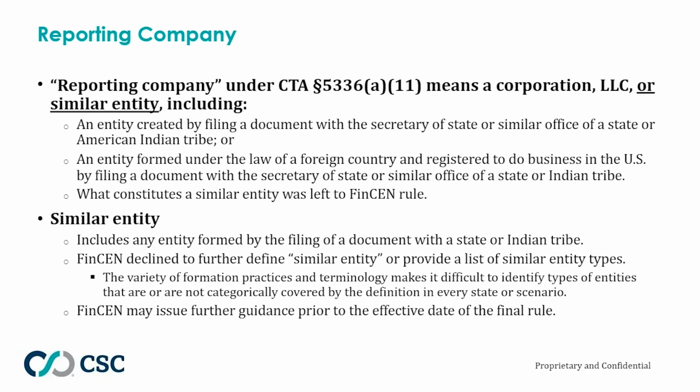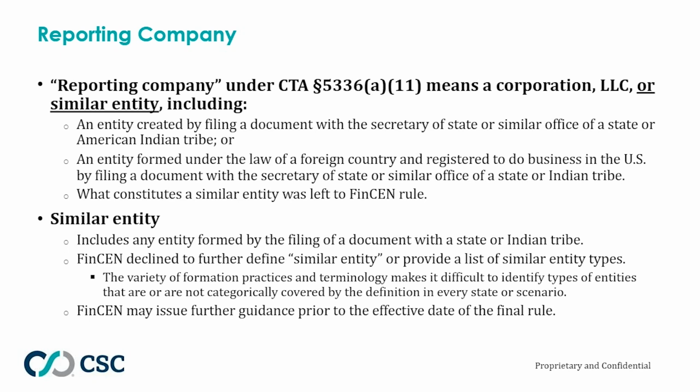Now, in the regulations, the similar entity is stated to include any entity formed by the filing of a document with a state or an Indian tribe. It's actually somewhat similar to the concept of a registered organization under UCC Article 9, but it's not entirely the same. And FinCEN didn't provide a lot of clarity here because it refused to further define similar entity or provide a list of similar entity types.